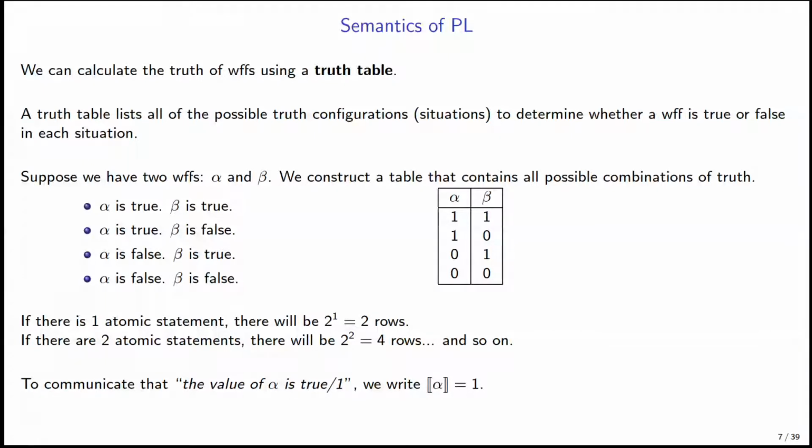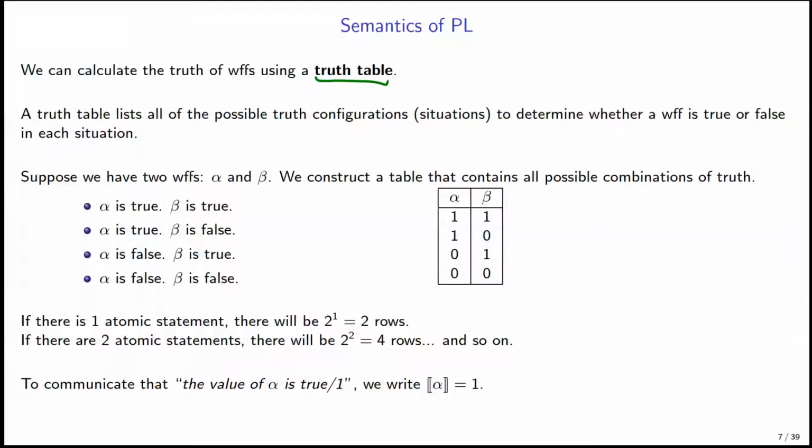So we can track and calculate the truth of well-formed formulas using something called a truth table. What a truth table does is it takes a list of all the different possible situations or truth configurations to check whether or not a WFF is true or false. So let's look at a small beginning of a truth table here. This is how we can set it up.